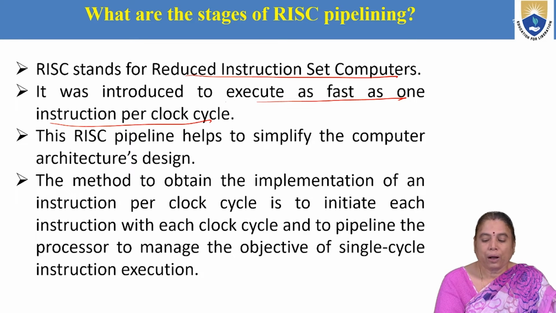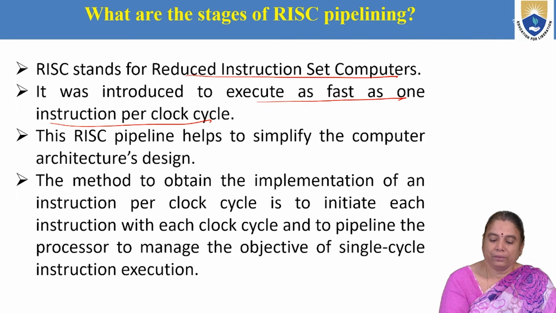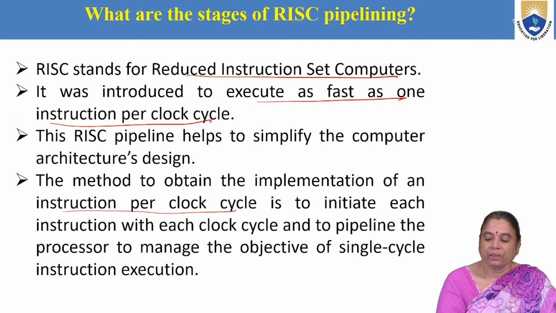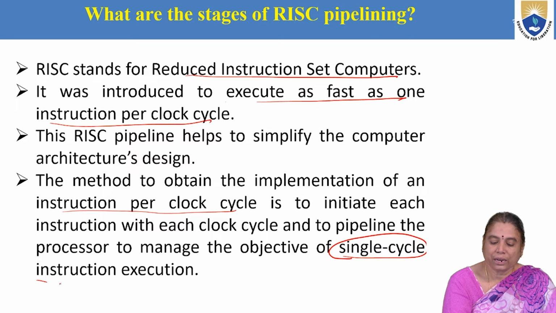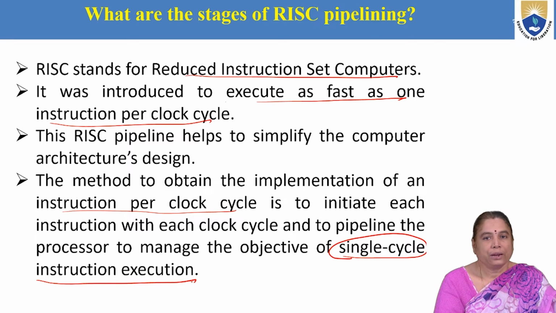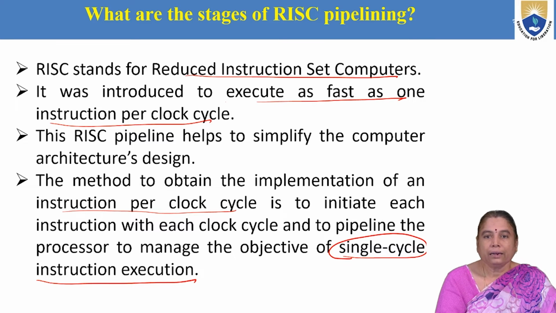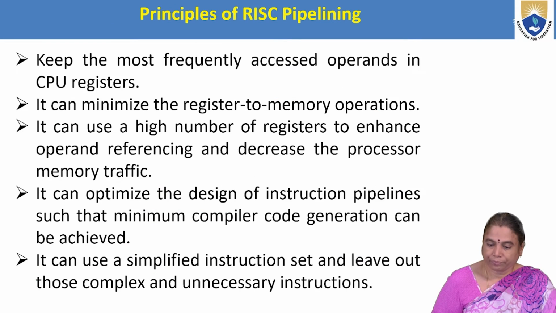So the method to obtain implementation of an instruction per clock cycle is to initiate each instruction with each clock cycle and to pipeline the processor to manage the objective of single cycle instruction execution. So generally the instruction can be executed in a minimum of 3 cycles. But in the RISC architecture, it can take a single clock cycle for instruction execution.